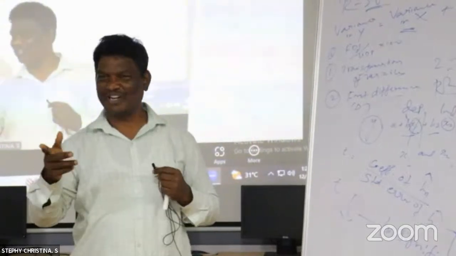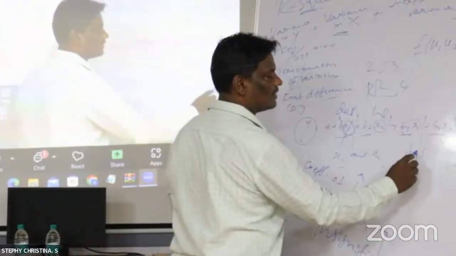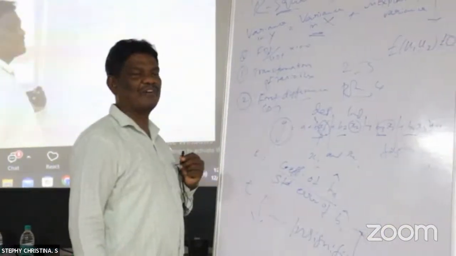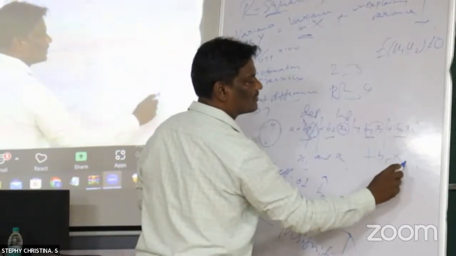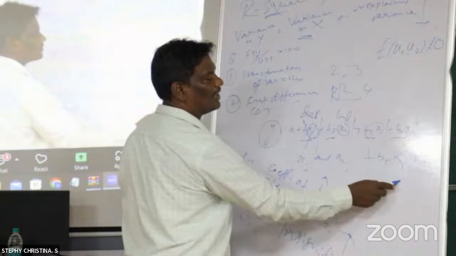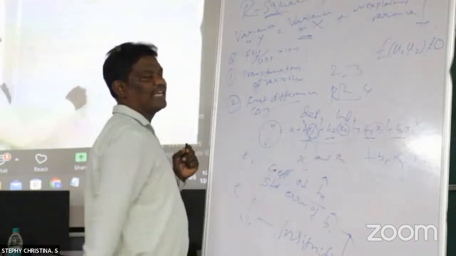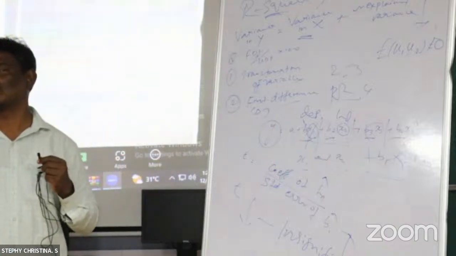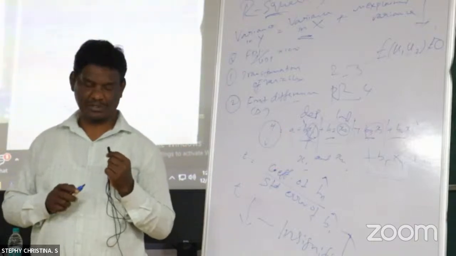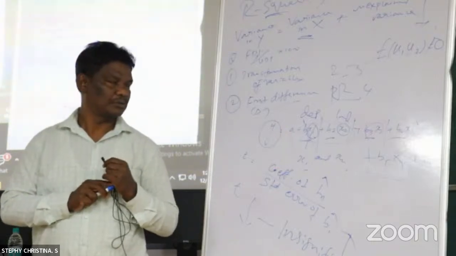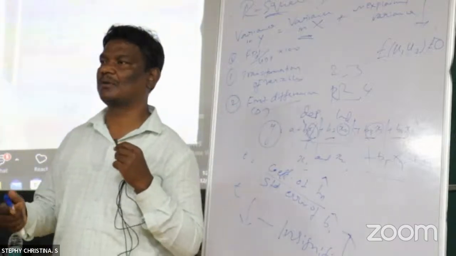See, for example, I'm incorporating x5 here, plus B5 x5 plus u. So what will happen? When I add x5, the collinearity between x1 and x2 will be substituted. Got it? So add one or more variables and check it. That is the second option.